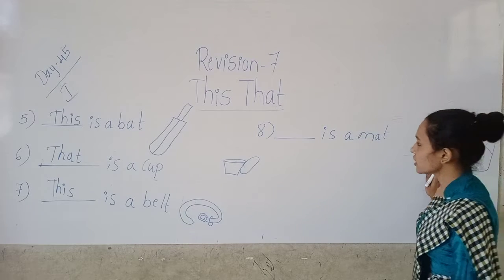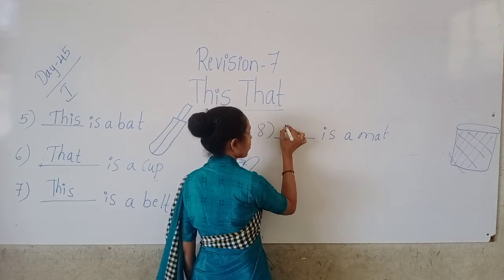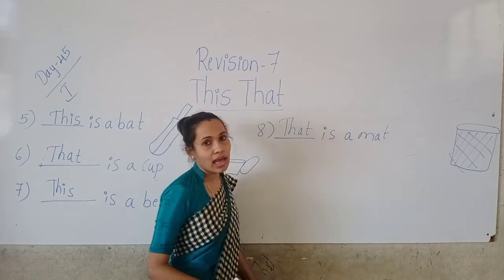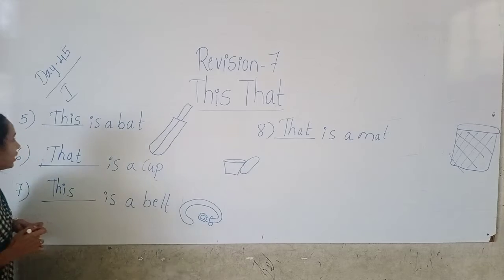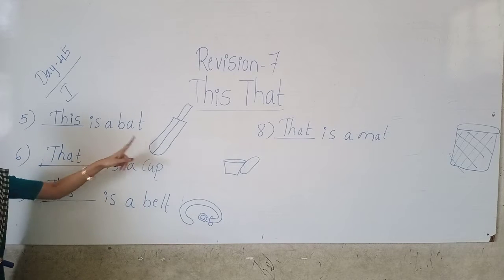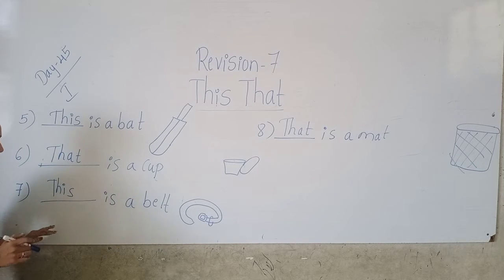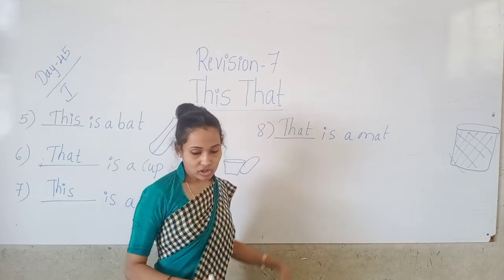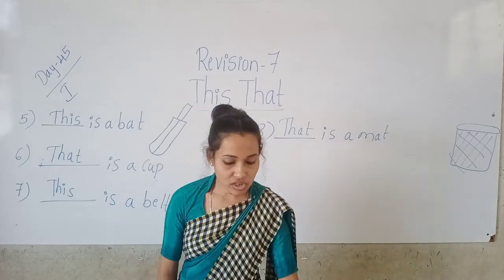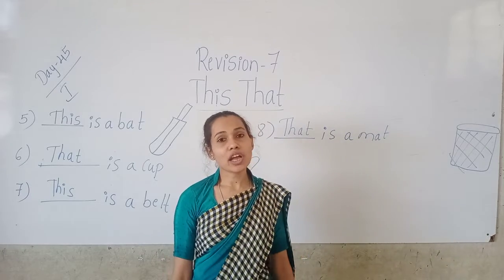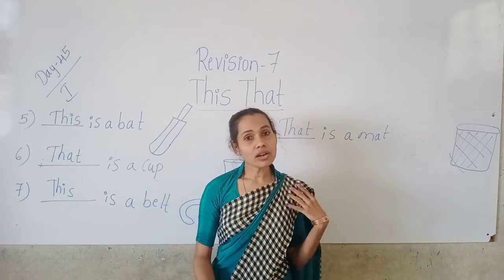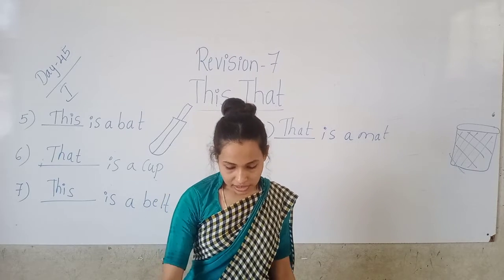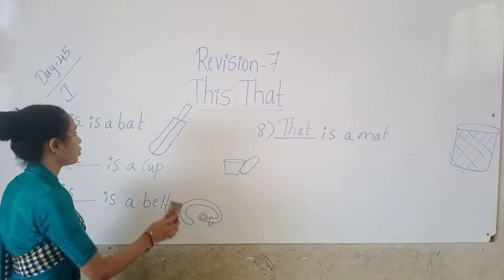So the mat is near or far, children? Far. So what should we write here? That is a mat. Okay children? Let us read once again. This is a bat. That is a cup. This is a belt. That is a bat. Okay children? "This" we use for the things which are near to us, and "that" we use for the things which are far from us, children. Okay? Now let us revise these and those.